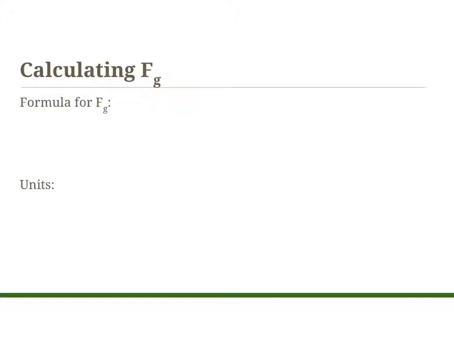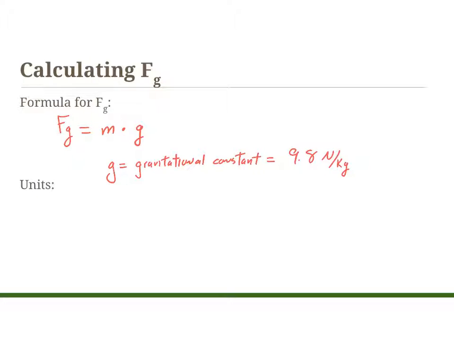And I'm going to tell you that the formula for the gravitational force is the force of gravity is equal to the mass times the gravitational constant. Okay? Now, the gravitational constant is the same value all of the time. It's 9.8 newtons per kilogram. So that's always the value of gravity in this class.